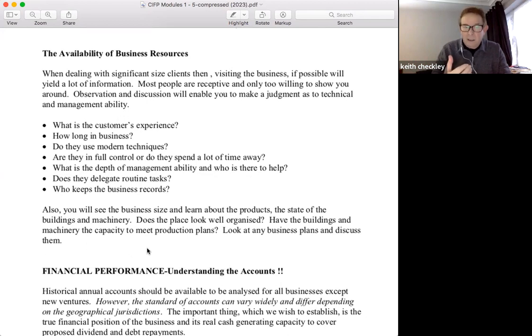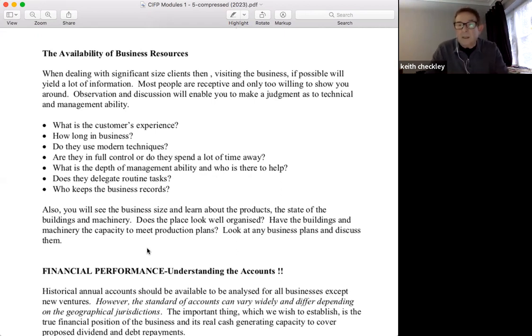So that's a key point. What's the depth of management ability? Who's there to help? Do they delegate routine tasks, or do they try to do everything themselves? And then a final point there, very, very important: who keeps the business records and what sort of state are the records in? I remember visiting a business many years ago in the UK.